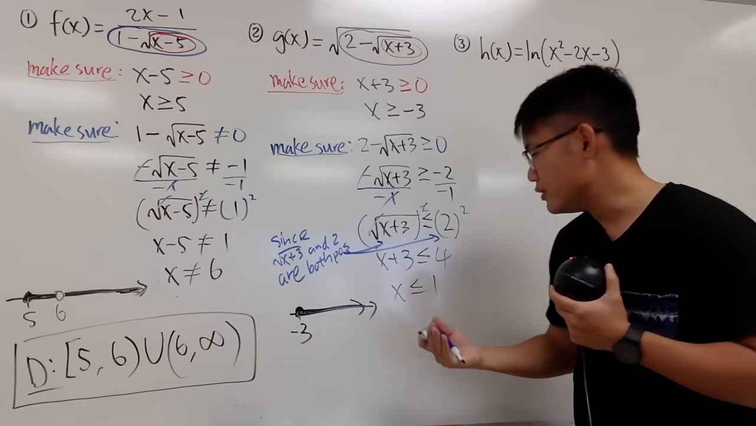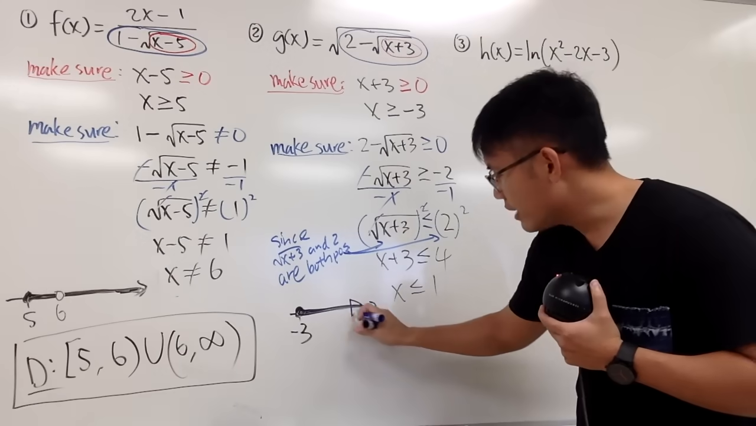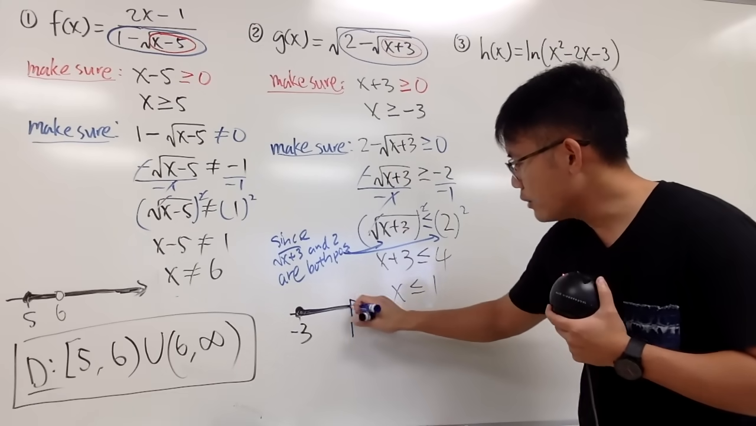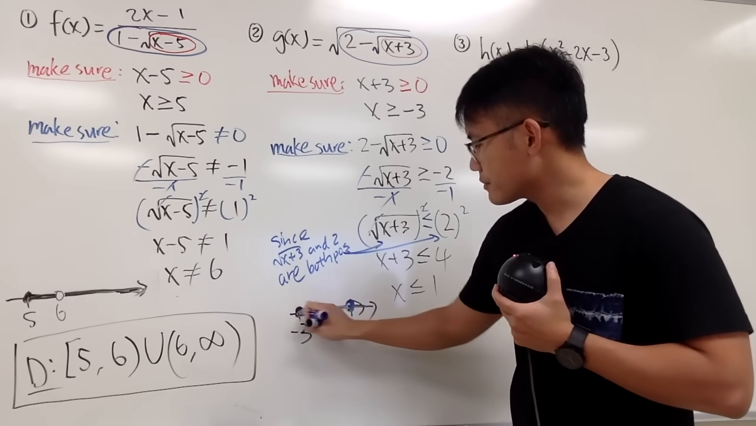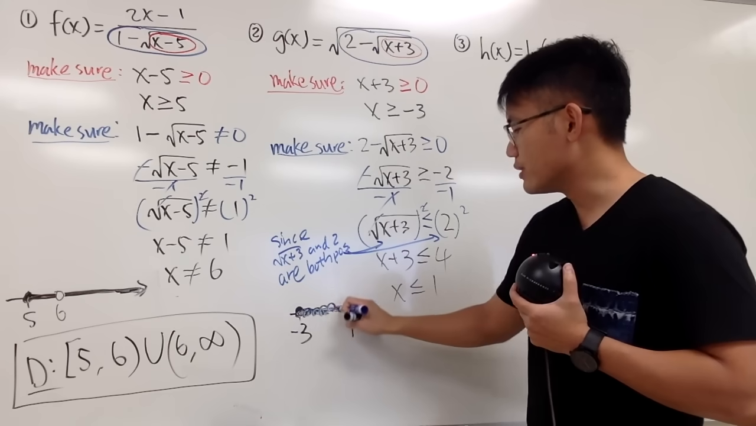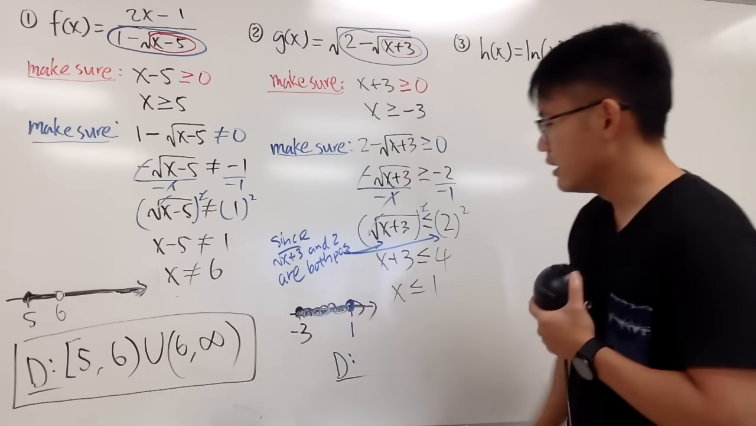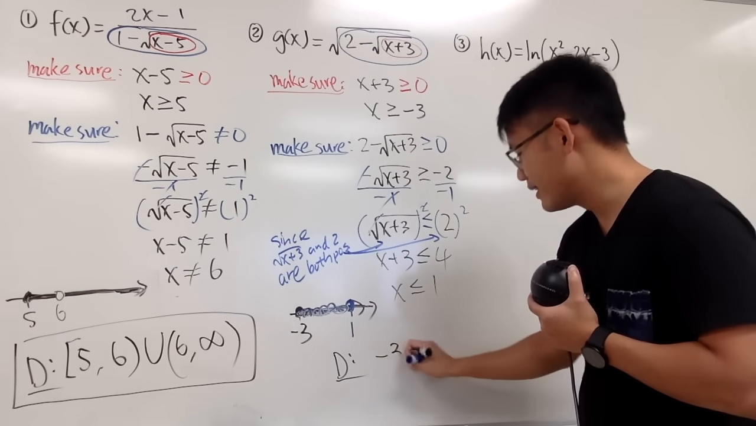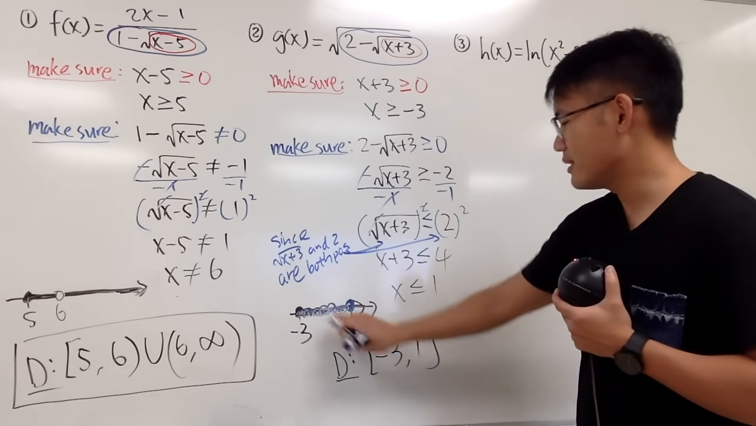And the second condition says x has to be less than or equal to 1. Let me mark it here and say this is 1 with a closed circle, but this time we are going to the left-hand side. So as you can see, we have to pick the overlapping region, which is just this. So finally, the domain is from negative 3 to 1. So that's it. Just negative 3 to 1, both including the endpoints.